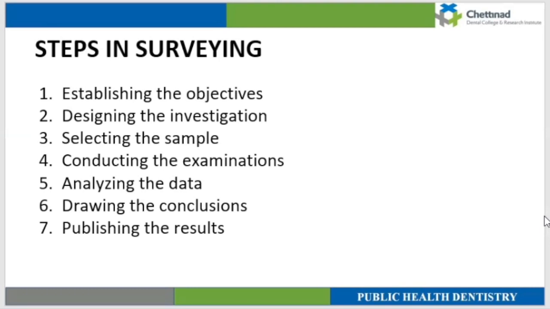The next one is stratified sampling. In stratified sampling, the population should be classified into subgroups or strata, and the sample from each stratum is selected. For example, urban, rural, male, female, and based on age, we have to select the sample.